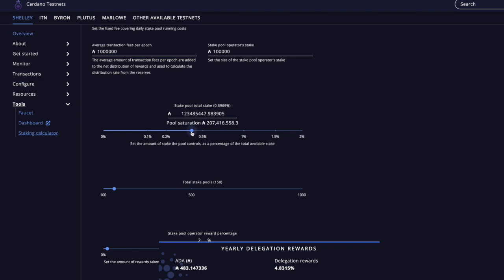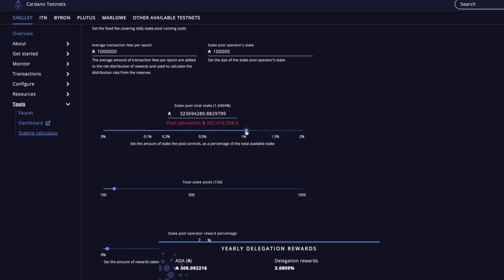0.4% according to this graph right here. You do want to look at the size of the stake pool in order to determine the amount of rewards. As we can see at the bottom here, as we adjust this parameter, the rewards do increase up until the point where the pool gets saturated. As soon as the stake pool reaches that saturation point, the rewards start to diminish considerably.